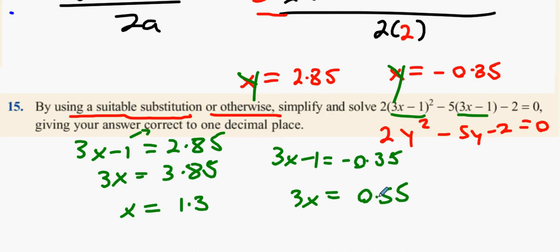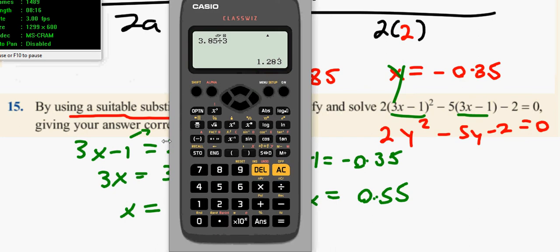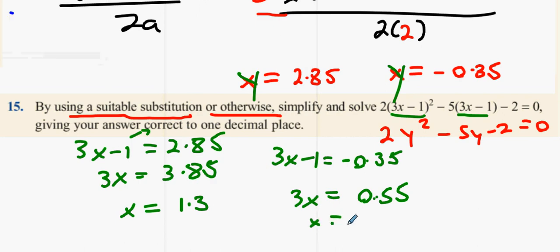Yeah, give me a second. 0.55 divided by 3? 0.18. And to 1 decimal place, 0.2. Alright? So 0.2 and 1.3. Good? Alrighty.